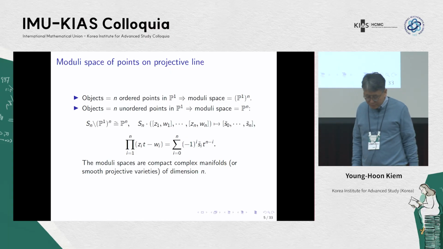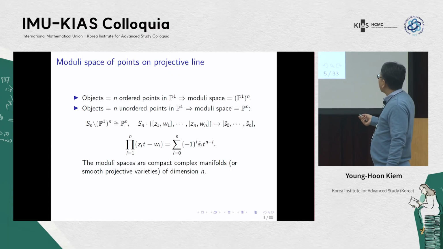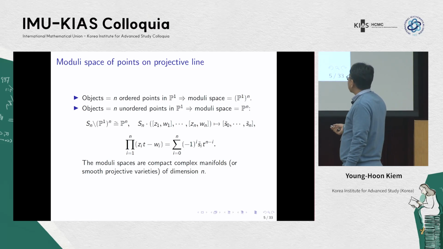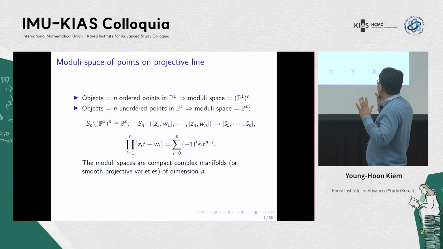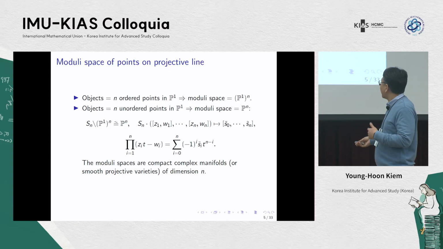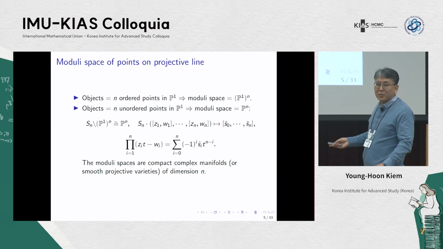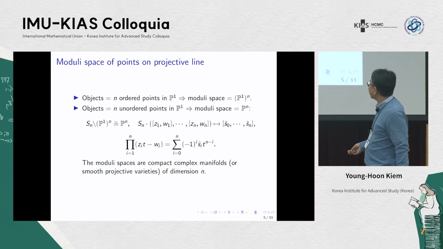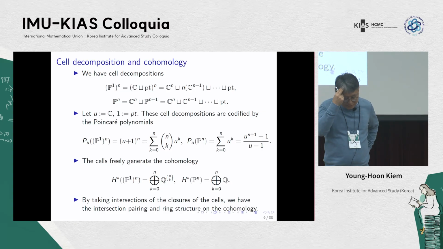We have thought about moduli spaces of points in P1, ordered and unordered. They're all complex manifolds, or smooth projective varieties, and these are quite familiar objects that we have right now. So any questions so far? Okay, good.